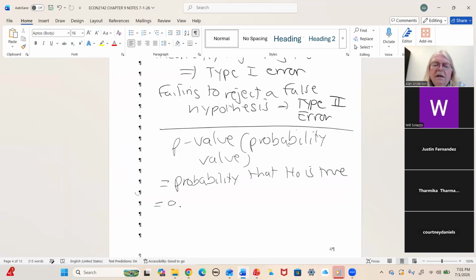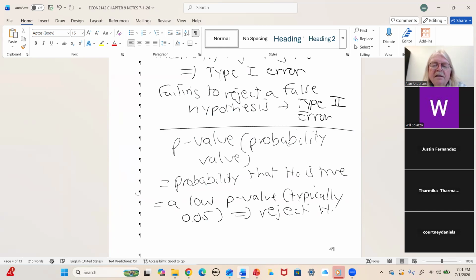Because of the way it's defined, a low p-value, typically set at 5%, but it could be lower, indicates that we will reject the null hypothesis and accept the alternative in its place. Because imagine if the probability that the null is true is 0.01, well, that makes it hard to imagine that the null is actually true. So we reject it because the p-value is so low.